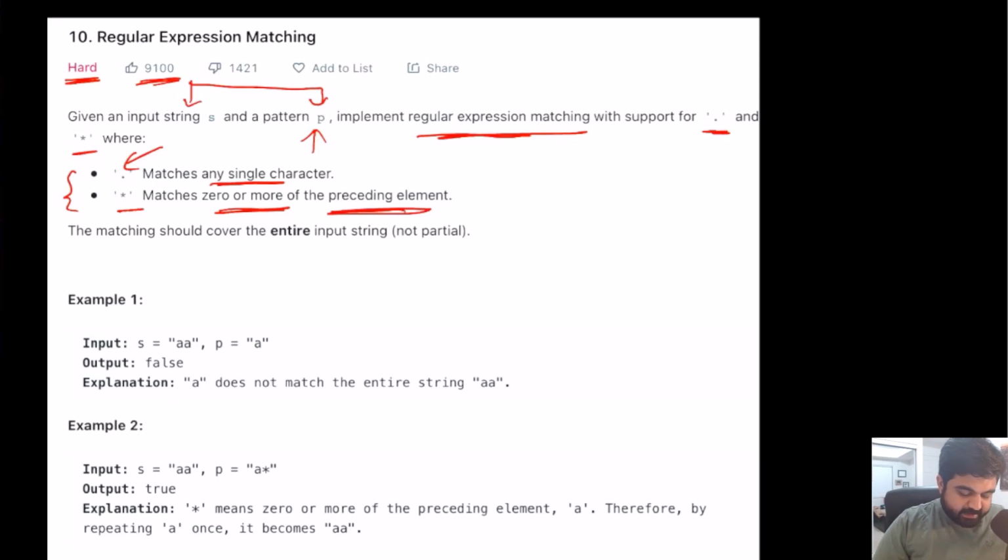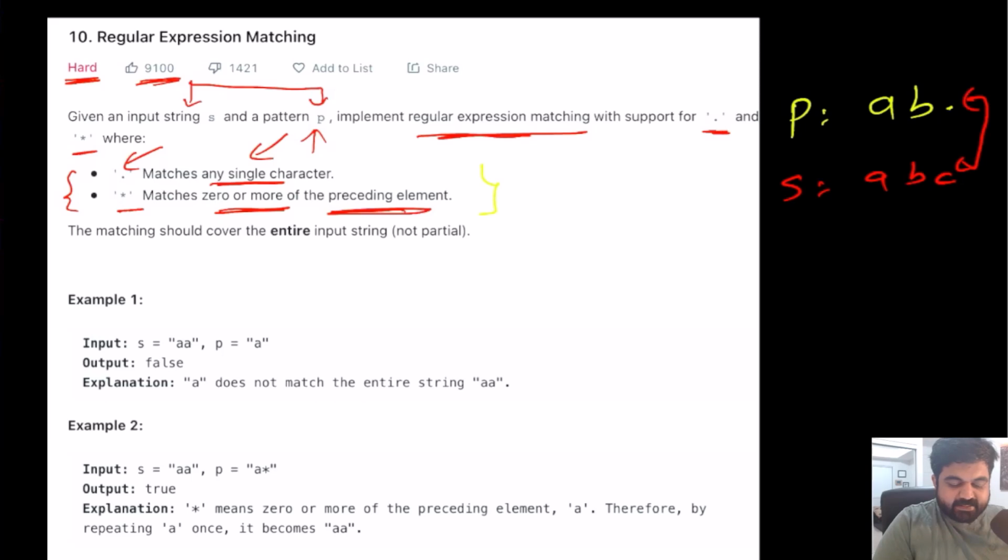Now first let's try to understand both of these with examples. So suppose we are given a pattern P that looks like A, B and dot. Now dot by definition can support any single character. Now inside our given string S, suppose we are given the values to be A, B, C. Now can we conclude these two to be matching strings? The answer is yes. Why? Because for this particular dot we can consider it to be C because it can match any character.